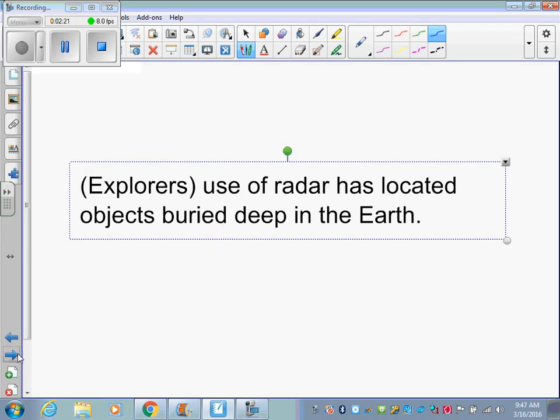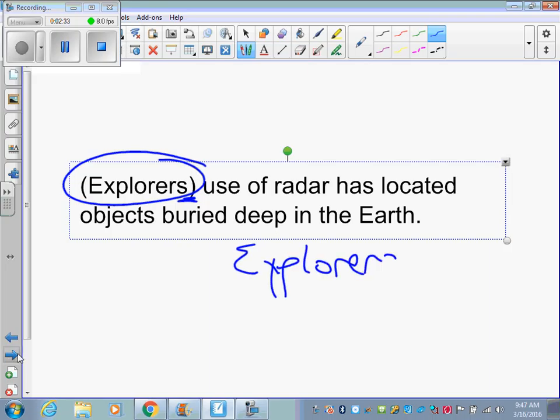The next sentence reads, "Explorers' use of radar has located objects very deep in the earth." There's my word, and the first thing again, hey, it already has an S there. Don't get tricked on these, just put an apostrophe afterwards.